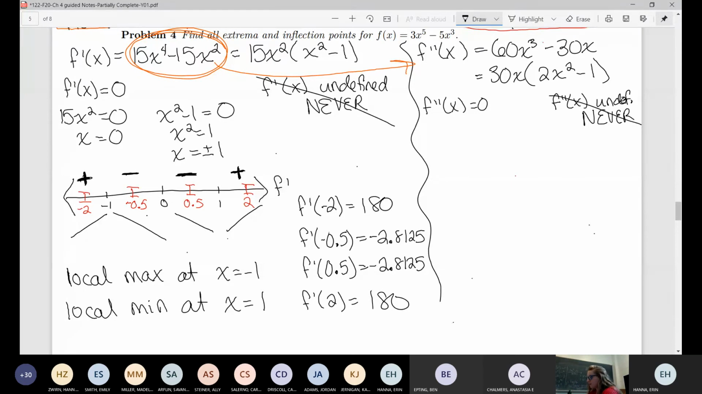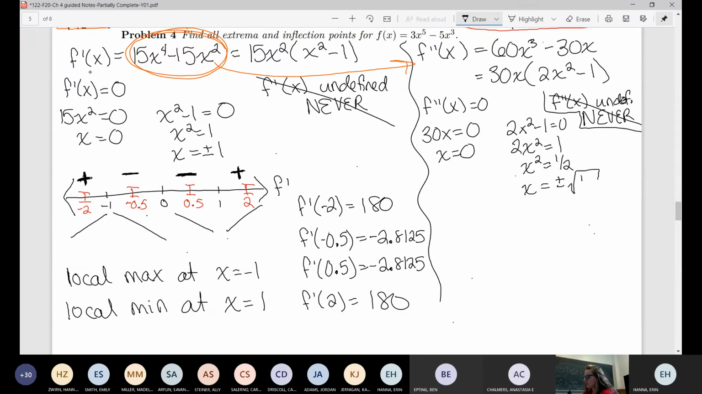But anyway, setting this equal to 0, we'd have those two separate pieces being set equal to 0. We're going to have a kind of gross number in this one, but don't panic. So we're going to get x is 0. 2x squared is equal to 1. So x squared is equal to 1/2. So x is equal to positive or negative square root of 1/2.